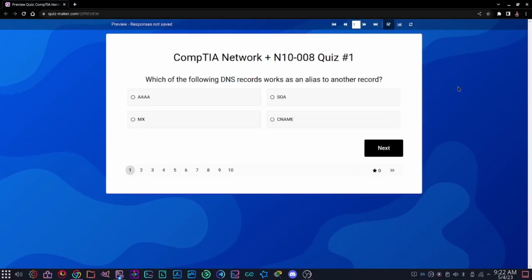In this one, we're going to be doing CompTIA Network Plus N10-008 quiz number 1. I thought this would be great for us to do because we haven't done a Network Plus quiz yet, and I know that there's also people that are studying for this exam as well.